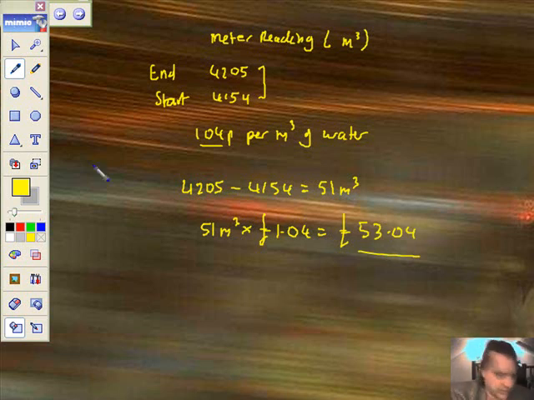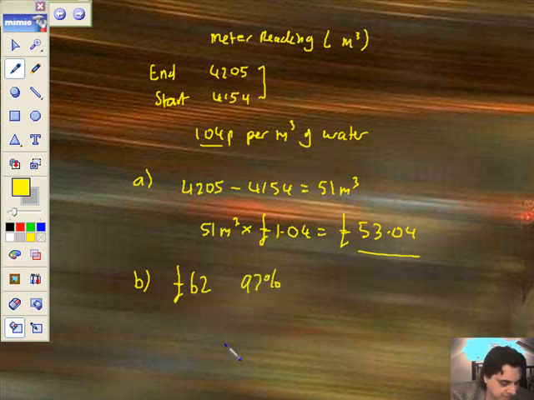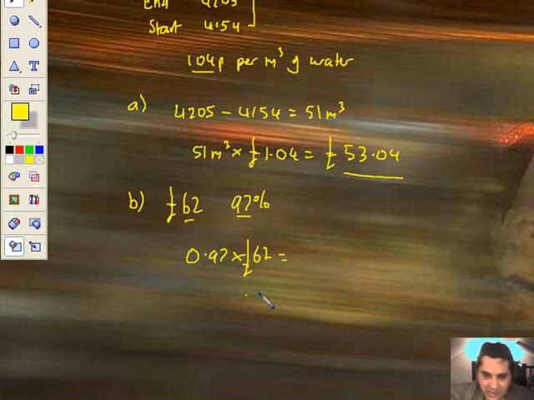Now part B, that's question A. Now question B says, over this period of time here, the cost of water at another house is £62. I think I'll write that down. The sewage charge is 97% of the cost of the water. And it says find the sewage charge. Well, very simple. So that's for the water, that's for the sewage. So it's going to be 97% of the £62. Pick up the hardware and off we go. 62 times 0.97 is going to cost the household £60 and 14 pence for the sewage treatment.